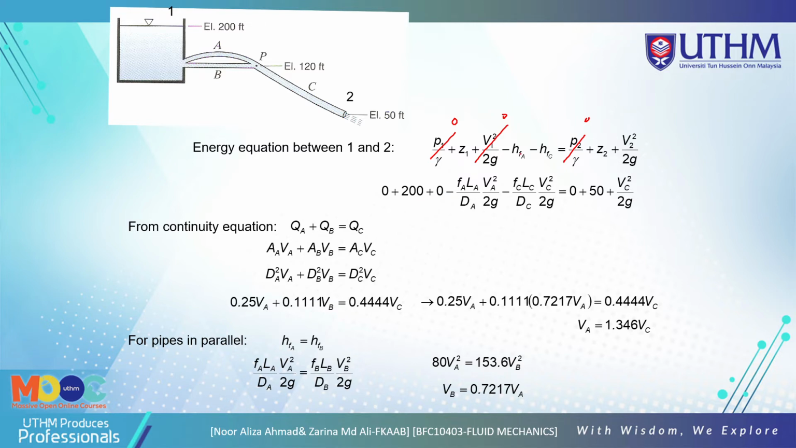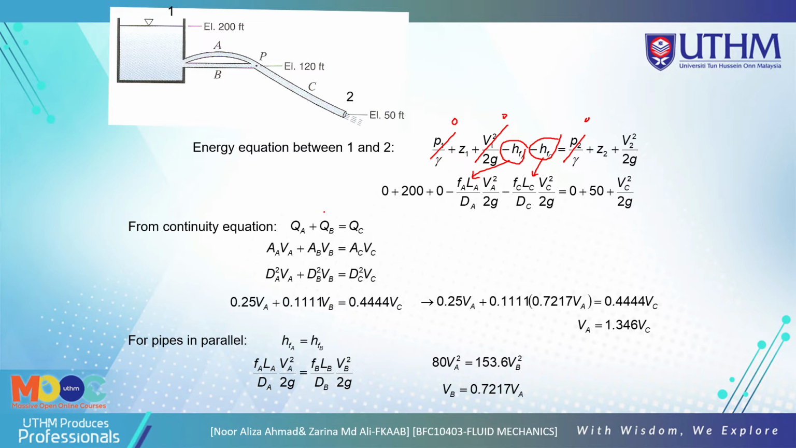And HFA is actually for the friction loss in pipe A and also in pipe C here. Actually, this is based on the series first. So we use the series, so HFA and HFC here we put to the left side. That's why we get the negative HFA and HFC here. So you get the value here and the value here, and put the Z2 and the VC squared over 2G.